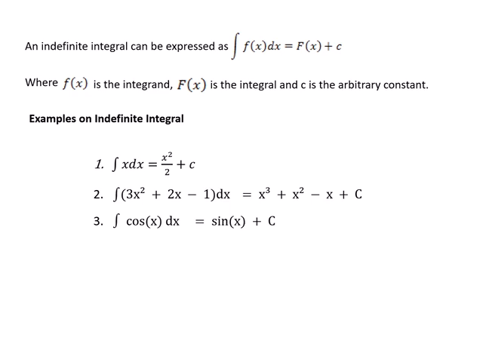So where f of s is the integrand, that is the function to be integrated, while the capital F of s is the integral and c is the arbitrary constant. That is, the result we got is the integral here, that is the capital F of s, and then we introduce the arbitrary constant with it. So, examples on indefinite integral now. We are looking into it one after the other.